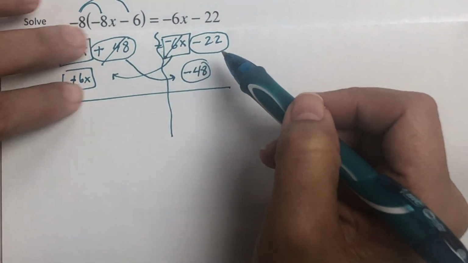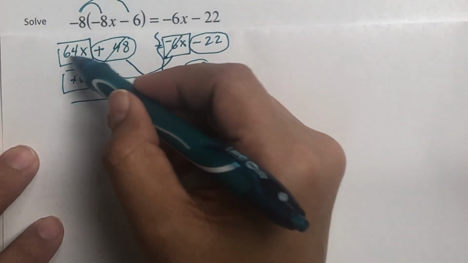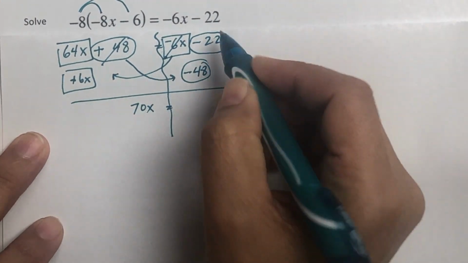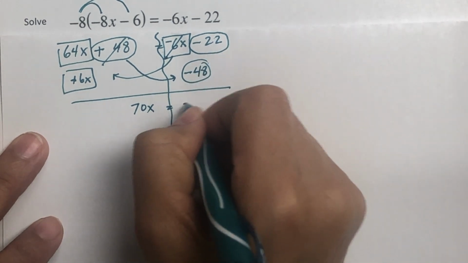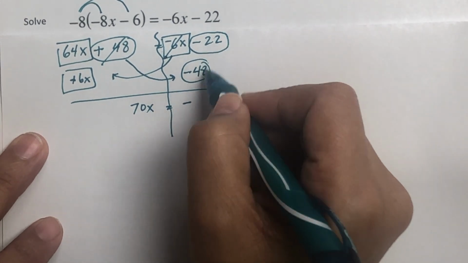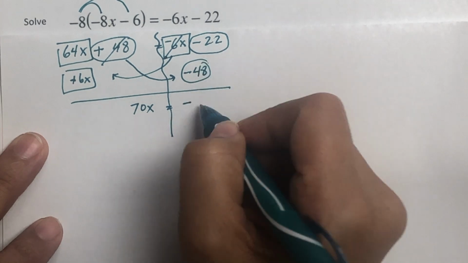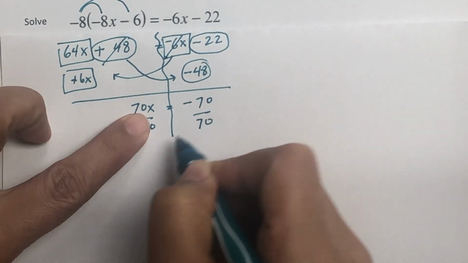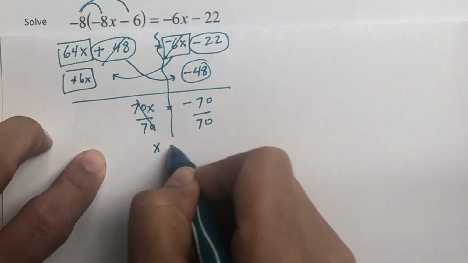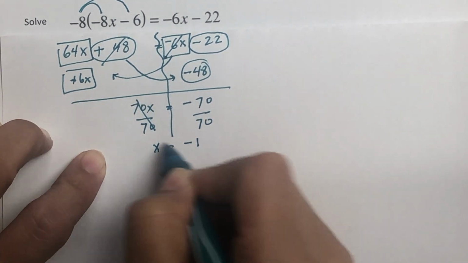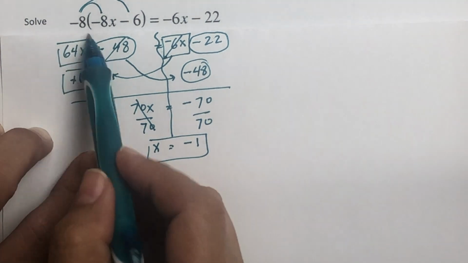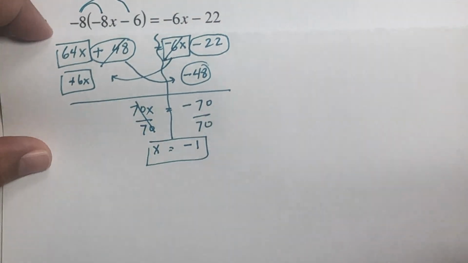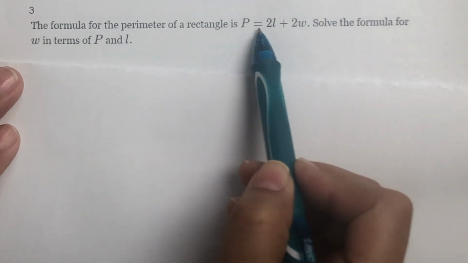Combine now because I have boxes here, circles here. So 64 plus 6 is going to give me 70x. Negatives are meeting negatives, so they're going to be more negatives, and they're going to be 0, 6, 7. Divide both sides by 70 because that has to get the x by itself. That crosses out. So x is equal to negative 1. Once again, if you plug in negative 1 everywhere you see x, you should get this side is equal to this side.